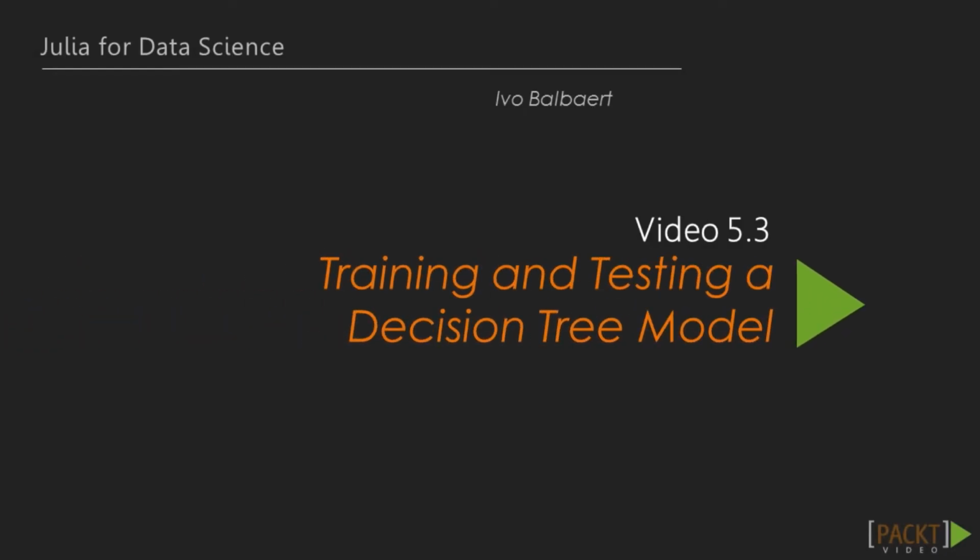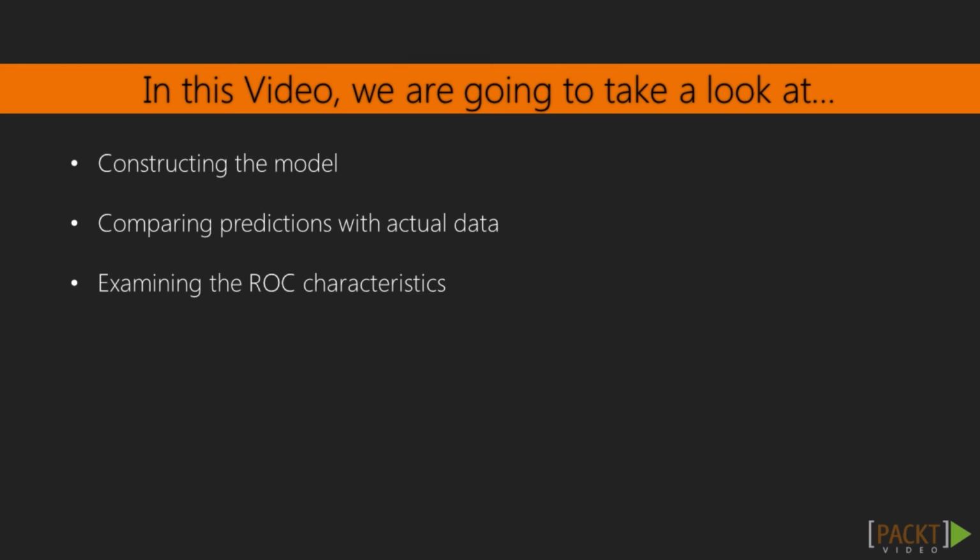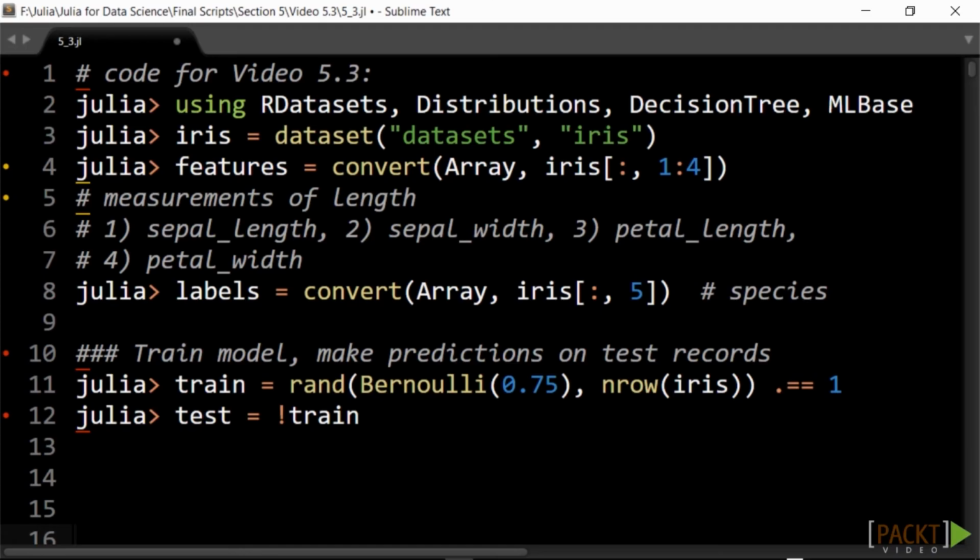In the previous video, we looked at decision tree algorithms, applying it to our whole dataset. Now we will, in a more realistic setting, train and test such a model. We will first divide the data in a training set and a testing set. Then we'll construct the decision tree model. Finally, we'll test the performance of our model by comparing predictions with actual data.